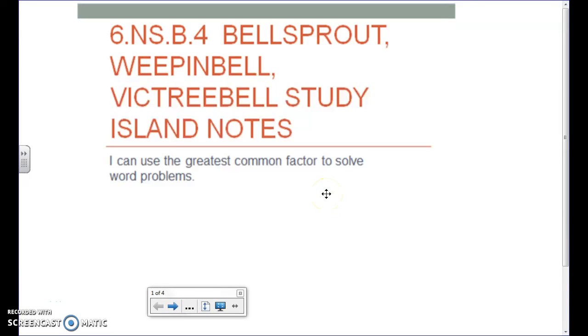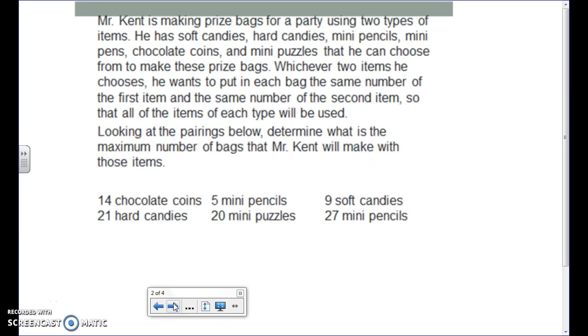Alright, this is Mr. Gillum, and today we're going to learn how to use the greatest common factor to solve some word problems. Now, some of the problems look kind of long and might be discouraging, but a lot of what's in there is just information. Like, for instance, it says Mr. Ken is making prize bags for a party using two types of items.